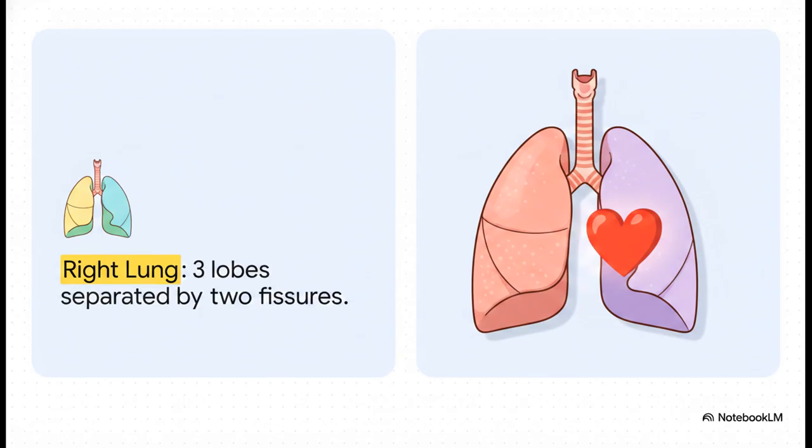The right lung is divided into three distinct lobes, the superior, middle, and inferior, separated by horizontal and oblique fissures. But your left lung, it only has two lobes. It's slightly longer, sure, but it literally sacrifices that third lobe to create a specific notch. Why? Well, just to leave room for your heart, which tilts slightly over to the left side of your chest.